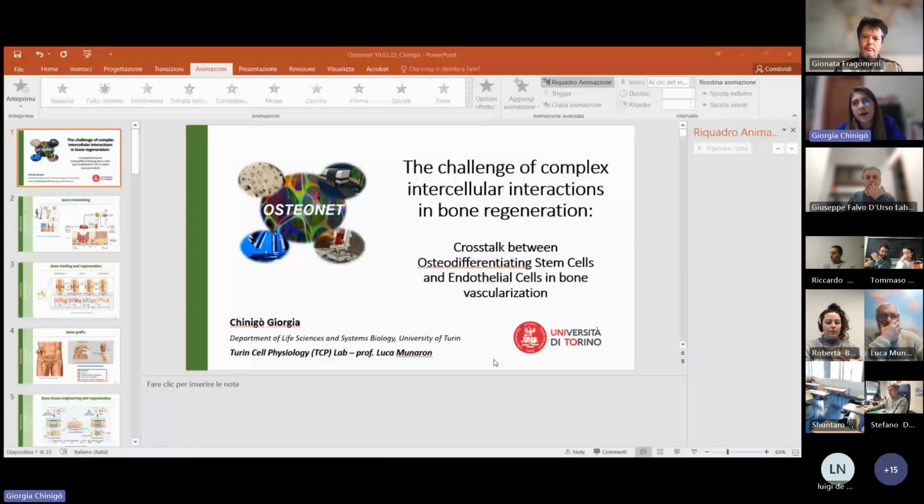In the second part, I will more specifically focus on a challenge that is of interest in our lab, that is about bone vascularization. And so I will tell you about the cellular models and cellular assays that we use in our lab in order to study the crosstalk between endothelial cells and osteodifferentiating stem cells.